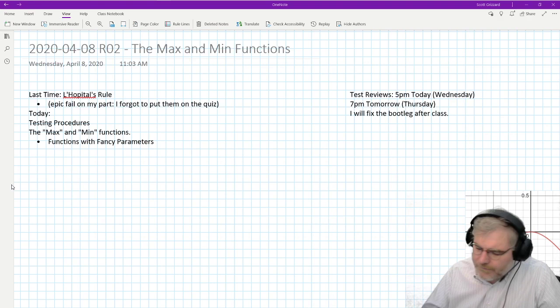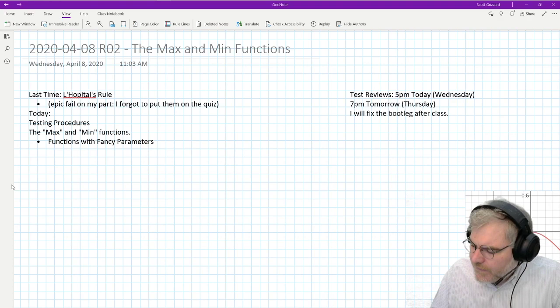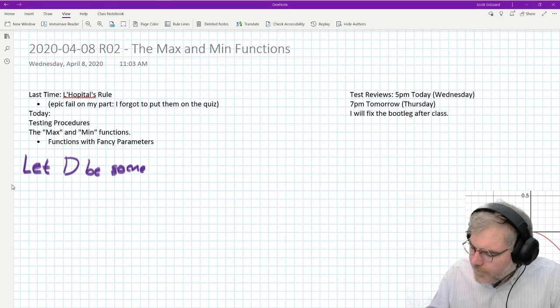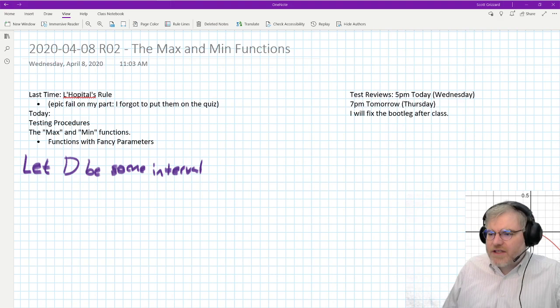So what do I mean by parameters? Well, I'm going to define, let f be some function. And let D be some interval. It's important here, when I say let D be some interval, I don't actually care if it's open or closed or whatever. I just need it to be some interval.